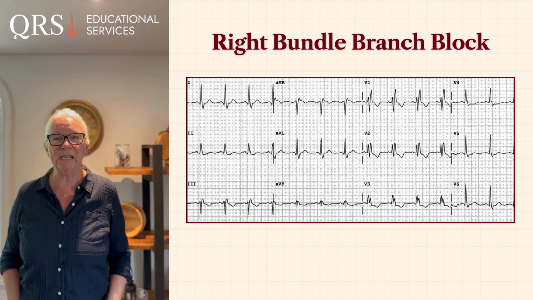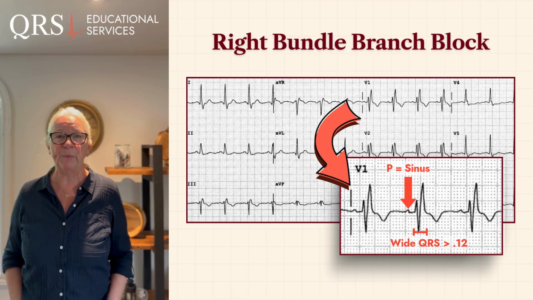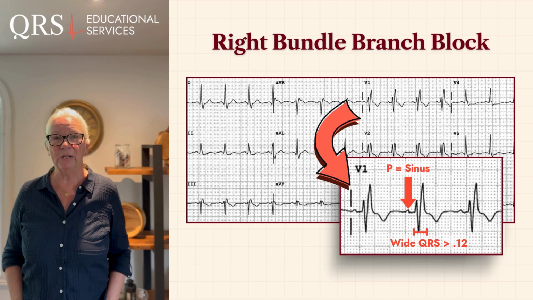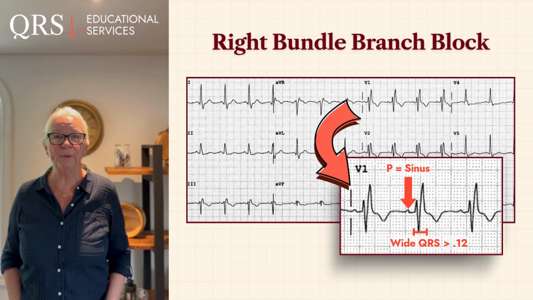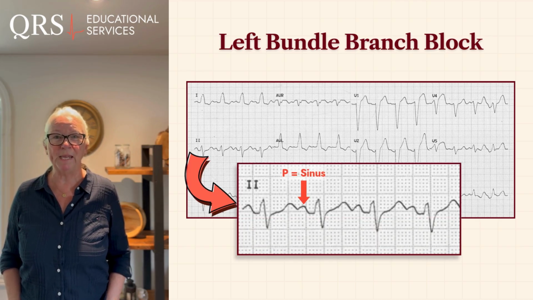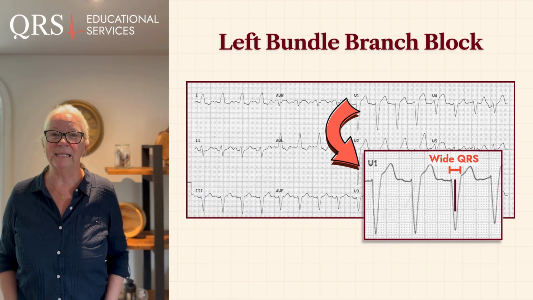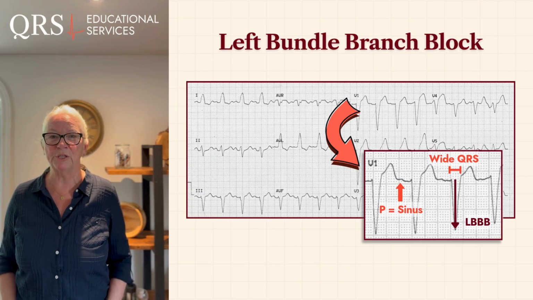So on this ECG here, you can see that there is a P in front of the QRS complex, so it is a sinus rhythm. The QRS complex is greater than 0.12. And when we take a look at V1, we have that typical right bundle branch block RSR pattern. When we take a look at this ECG, there is a sinus rhythm, so PQRS, but the QRS in V1 is going down. So this is a left bundle branch block.